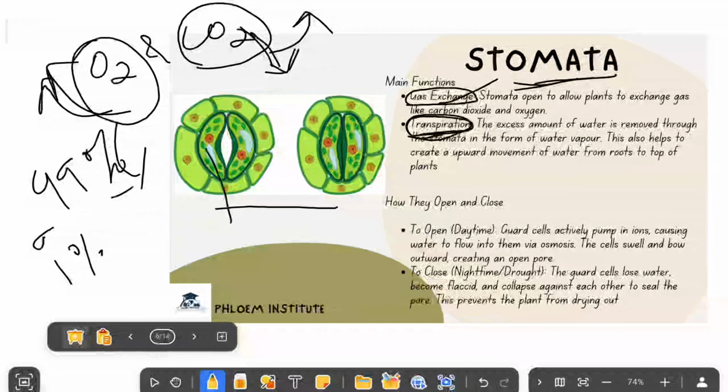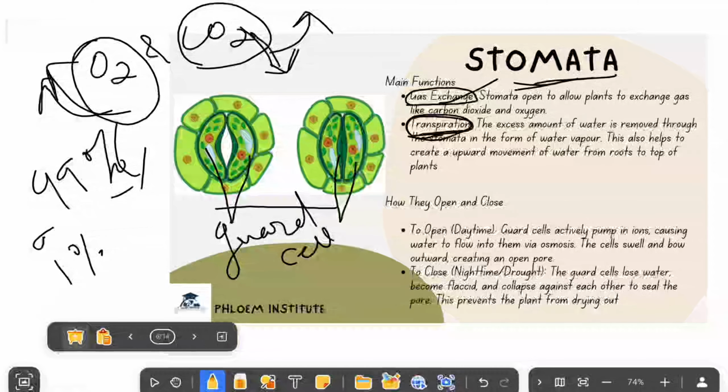You can see these two cells in the stomata, we call them guard cells. Now, during the daytime, these guard cells actively pump ions into the stomata. They will get a lot of ions in this stomata. Now you can see here we have a lot of ions. That means we have a lower concentration of water. Water concentration is very low.